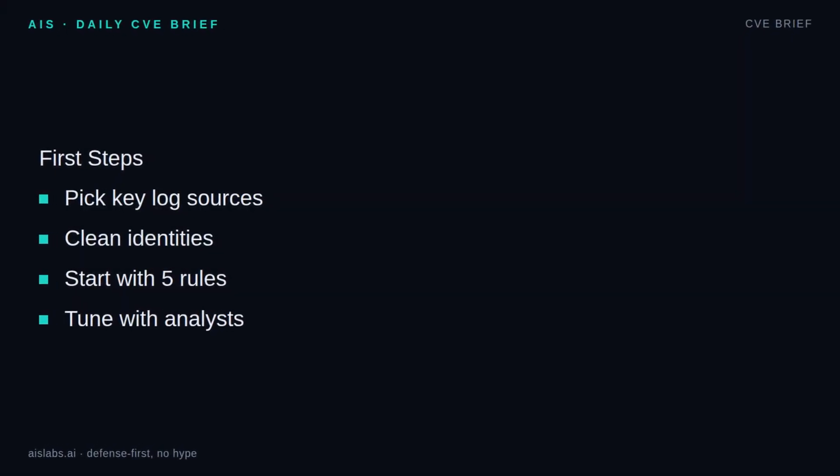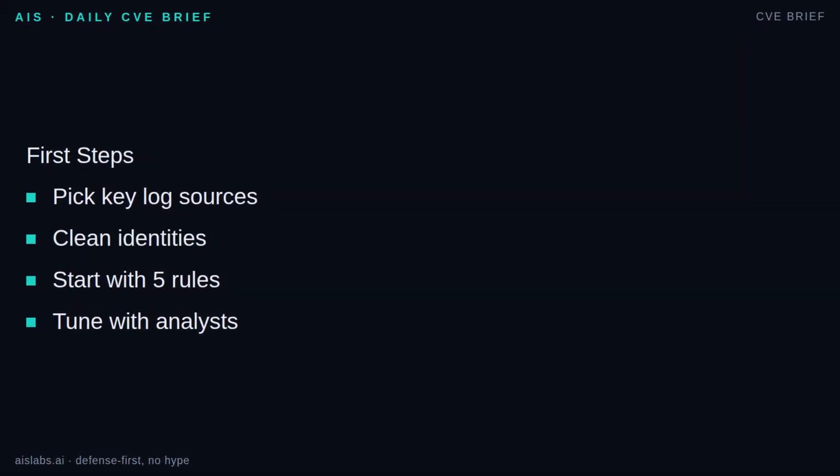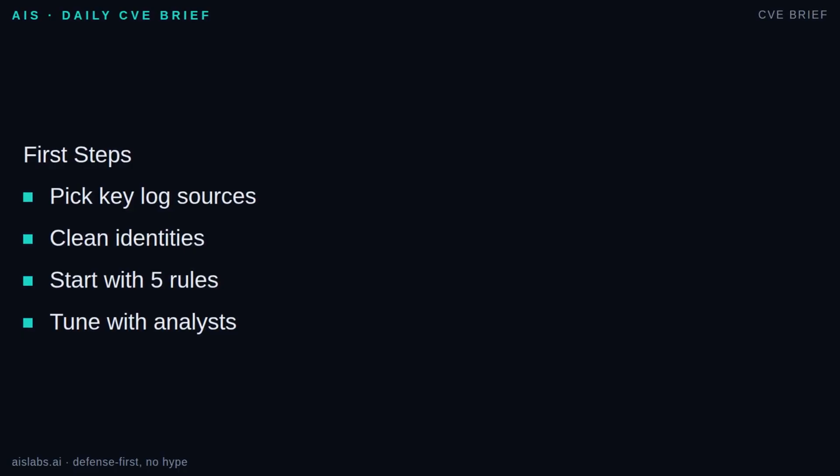Start simple. Do not write 100 rules on day one. First, make sure the core sources are reliable: identity, endpoint, email, cloud admin, and key business apps. Then fix the context. Know which accounts are executives, admins, service accounts, contractors, and shared mailboxes. Know which assets are servers, workstations, domain controllers, and crown jewel systems.